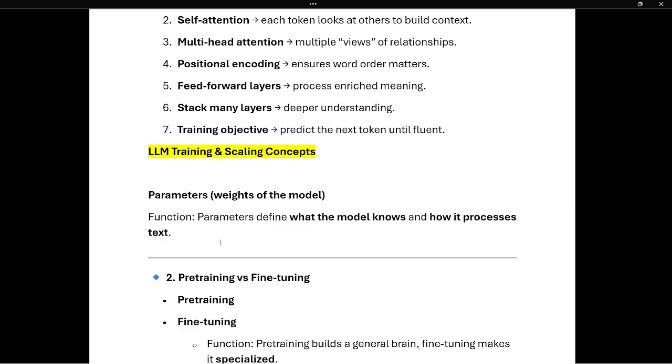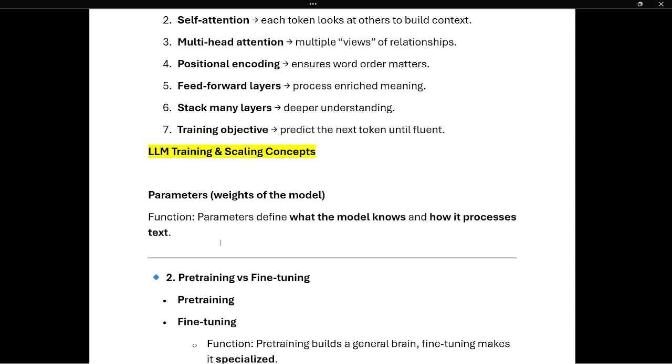Suppose GPT-3 has 175 billion parameters, and GPT-5 has much more than that. So why are parameters important for an LLM? If we have more parameters, we have more capacity to learn nuance. But that also has a cost: more parameters require more computational power, more memory, and more time. So parameters define what the model knows and how it processes the text.